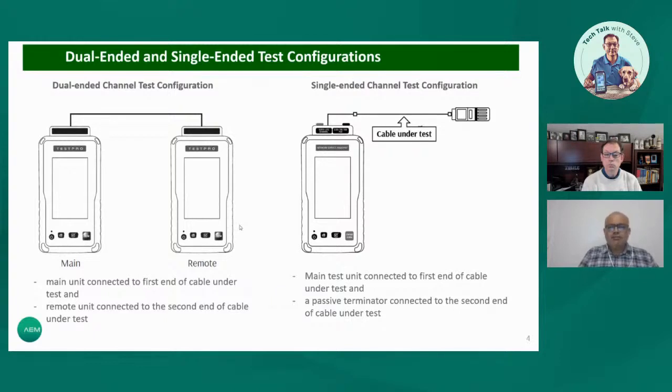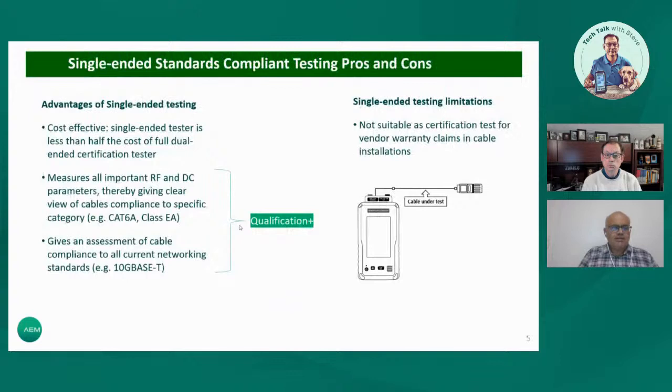And on the right, what you have is a single-ended test configuration, wherein you only have one test unit and the other end of the cable under test is attached to a passive terminator. So this is the qualification plus test. The main advantage of the qualification plus single-ended test is, first, it is cost effective, because instead of two full test equipment, main and remote, you only have one test equipment, so half the cost actually, with a low cost terminator at the remote end.